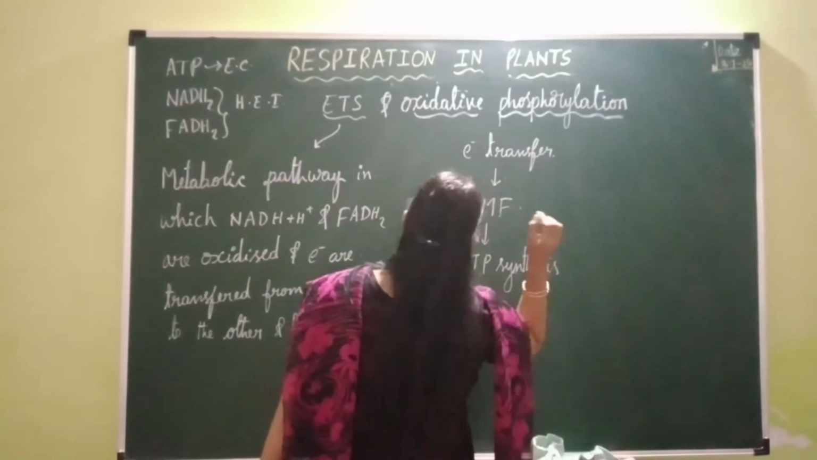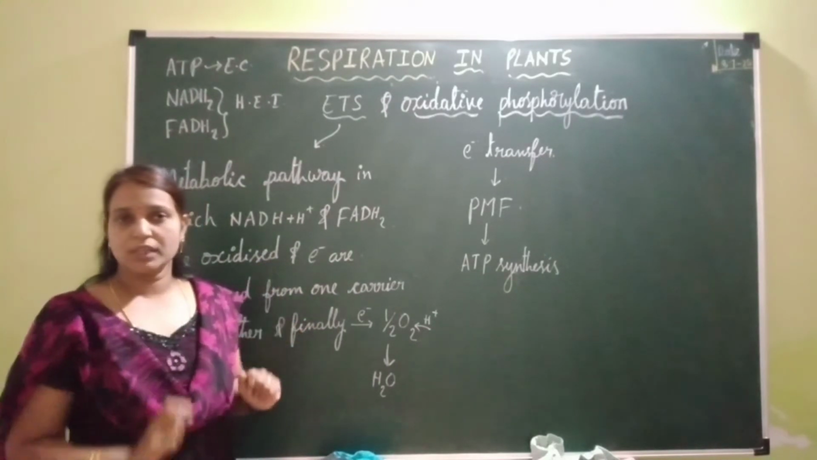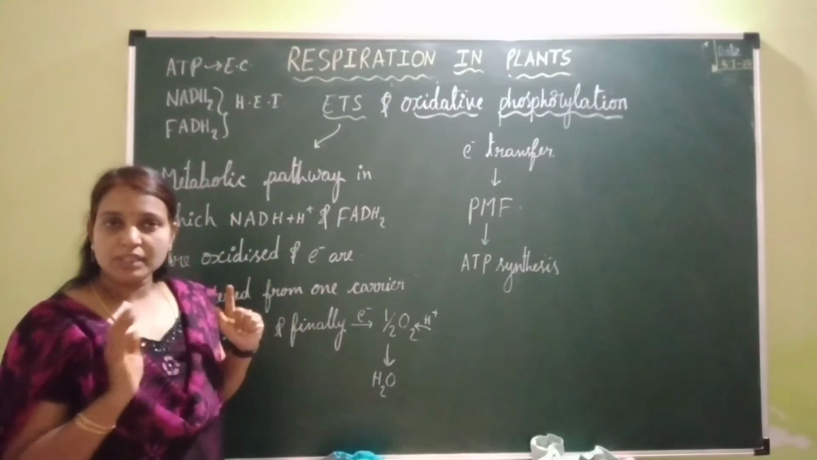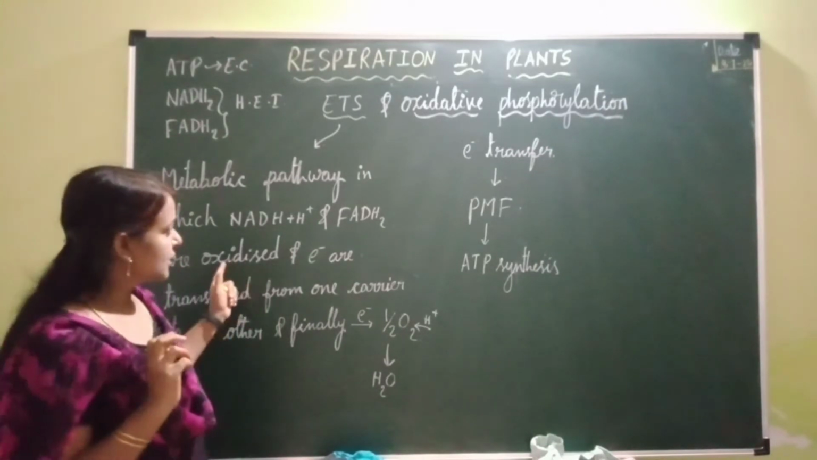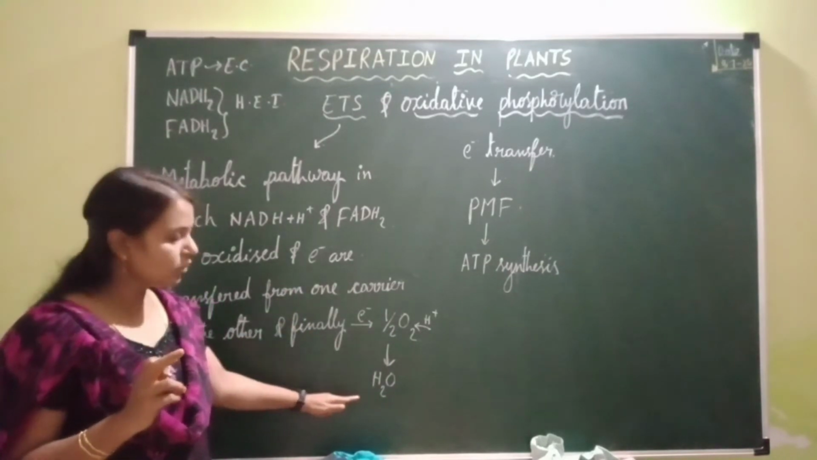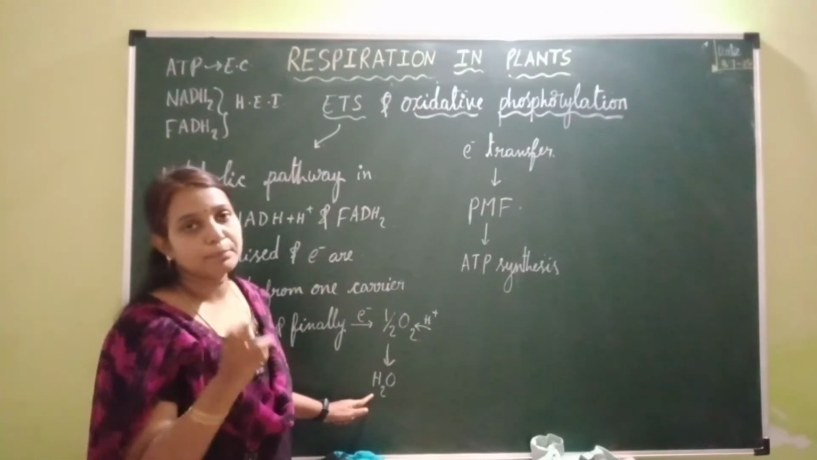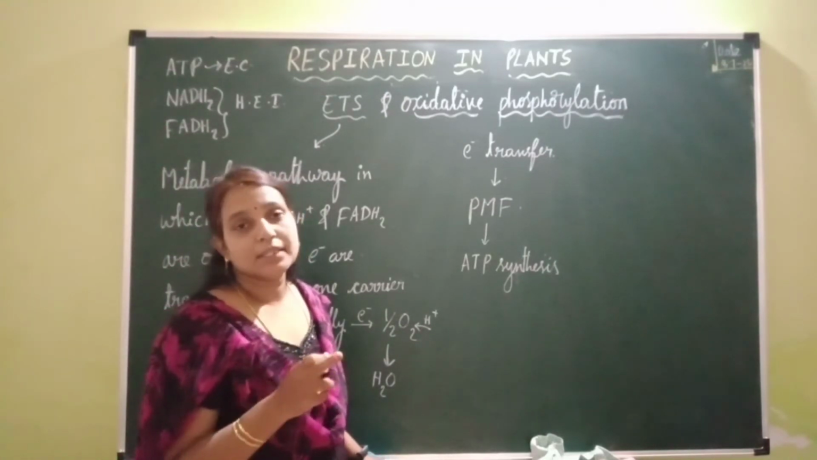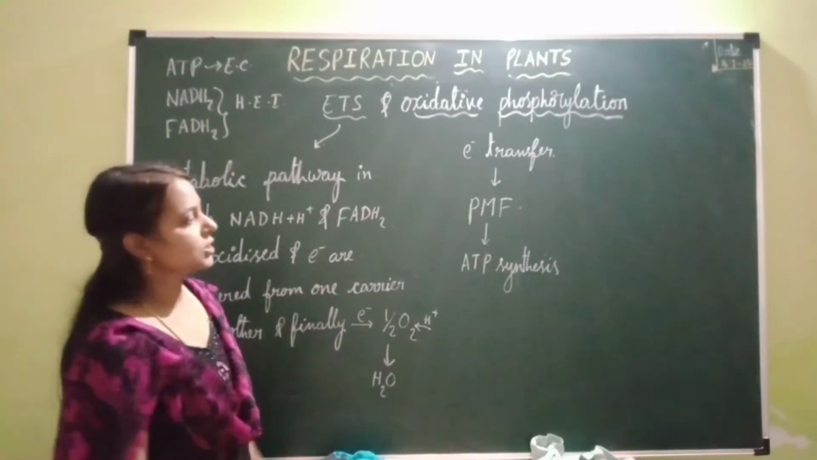So what is happening during this ETS and oxidative phosphorylation? NADH2 and FADH2 undergo breakdown, oxidation through the complexes present in this ETS. After breakdown, electrons and protons are released from this NADH2 or FADH2. Electrons are transferred from one carrier to another carrier and finally onto molecular oxygen, which results in the formation of metabolic water. Whereas the protons are pumped by an active process into the intermembrane space of the mitochondrion, which results in the development of proton motive force or proton gradient, which is utilized for the synthesis of ATP.